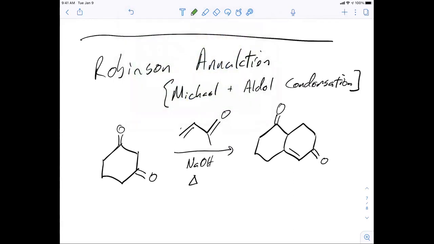So if we look at this here, 1, 2, 3, 4, 5, right? The 1,5 is a giveaway that this is a Michael. And then if we look here, we have an alpha beta unsaturated. Right? And that's the key, that we have an aldol condensation.